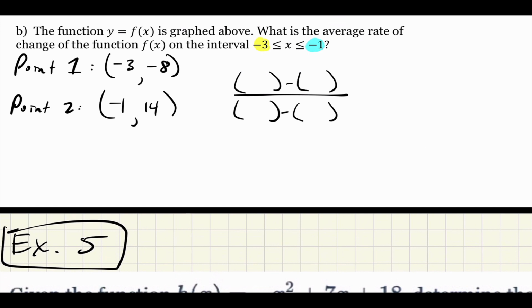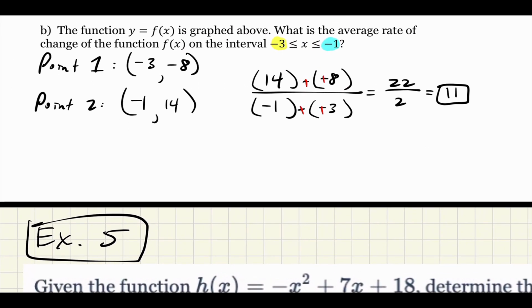Start with the second y. Point 2, y is 14. Point 1, y is negative 8. Point 2, x is negative 1. Point 1, x is negative 3. I got double negatives on top, double negatives on bottom. Reduce if you can. If you can divide, you get 11.